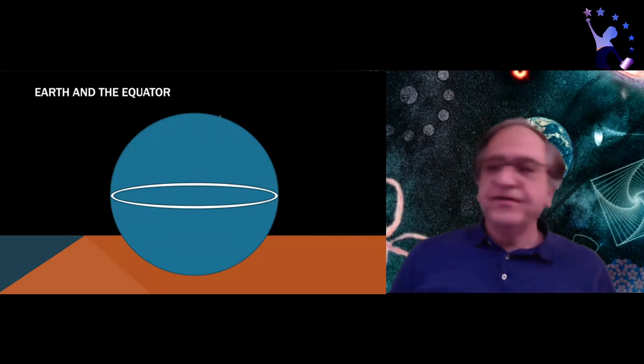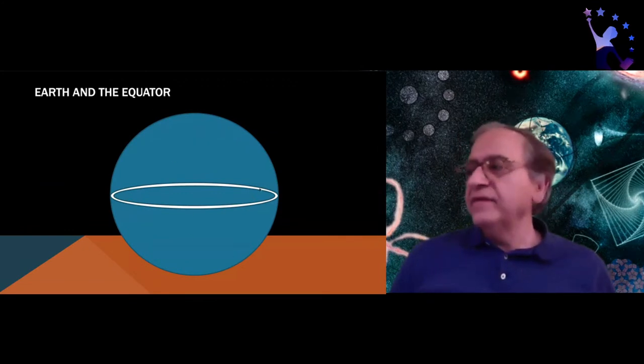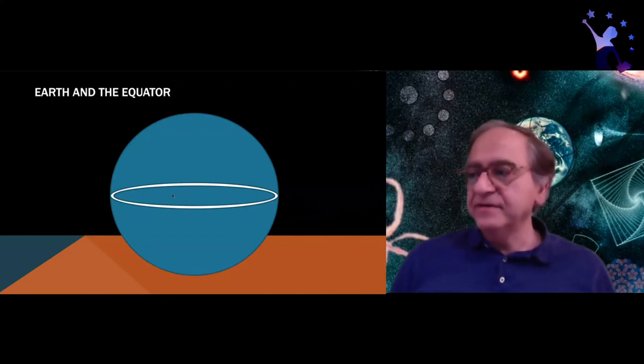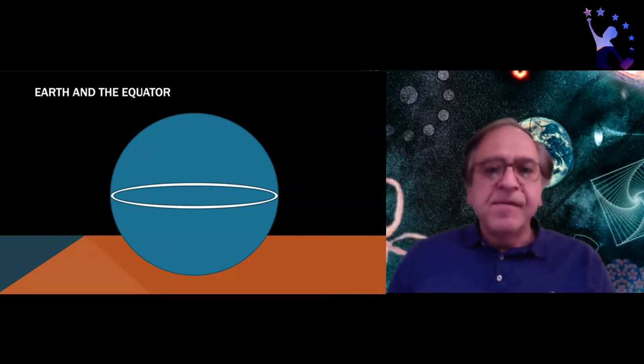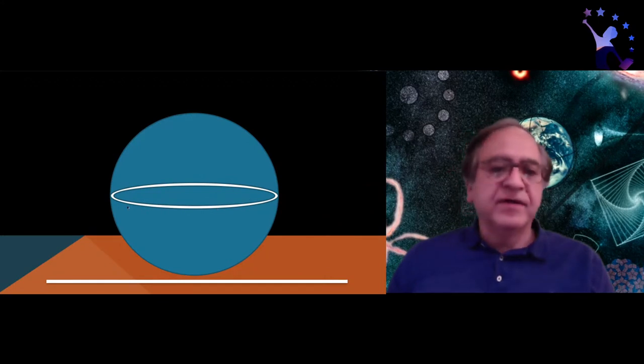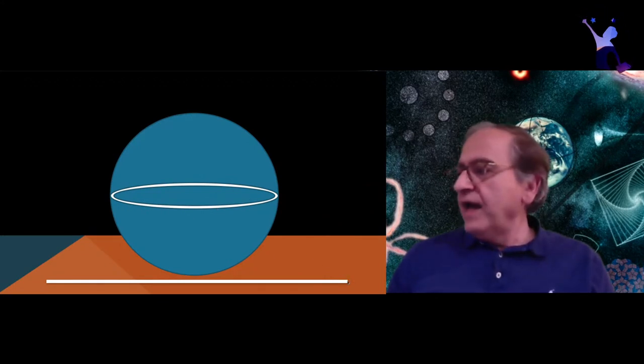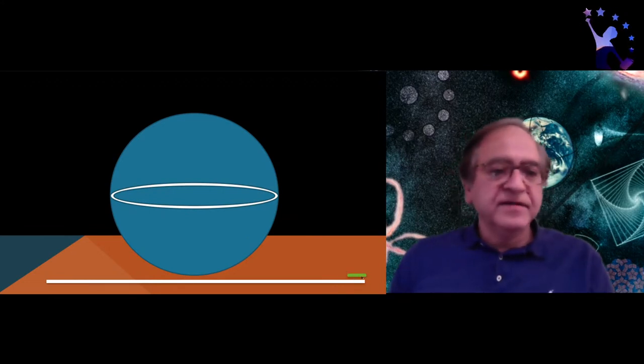So let's review. Suppose you consider the Earth and the equator. This white thing here is the equator of the Earth. In fact, this white thing is more than that. It's a belt. Take a belt and wrap it around the equator of the Earth. Okay. Now open up this belt. It becomes some length here. So this length is equal to the perimeter of the equator. Now we're going to add 1 meter to this belt. So we added 1 meter, tiny little 1 meter. And then we wrap it around the Earth again.